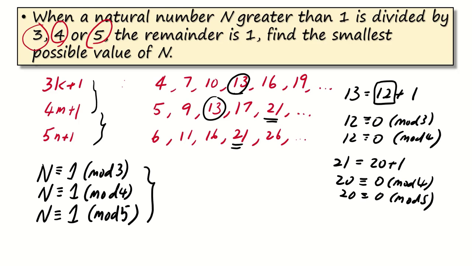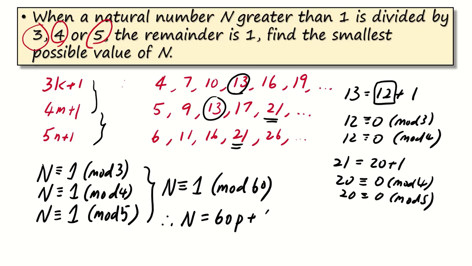So when you combine all this, then n is congruent to 1 mod the multiplication of 3, 4, 5, because 3, 4, 5 do not have any common divisor other than 1. So 3 times 4 times 5 is equal to 60. And therefore, n is equal to 60p plus 1. And since n is greater than 1, the minimum of n will be equal to 61. And this is the answer for this question.